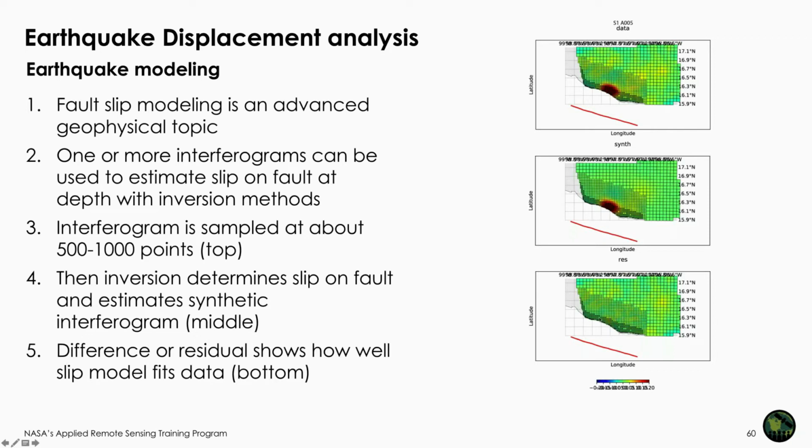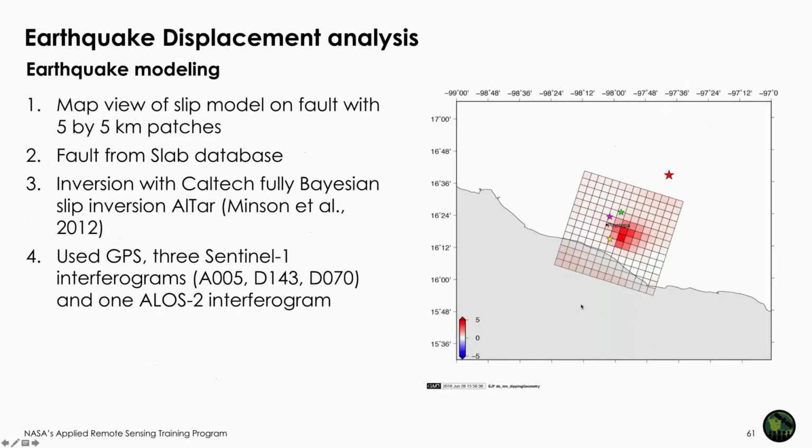If we saw some pattern here in the area of the earthquake, it might indicate that our fault model wasn't very good. But in this case, because the noise looks the same throughout the scene, we think we have a good earthquake fit. And then this is just a map view of the slip on the fault.